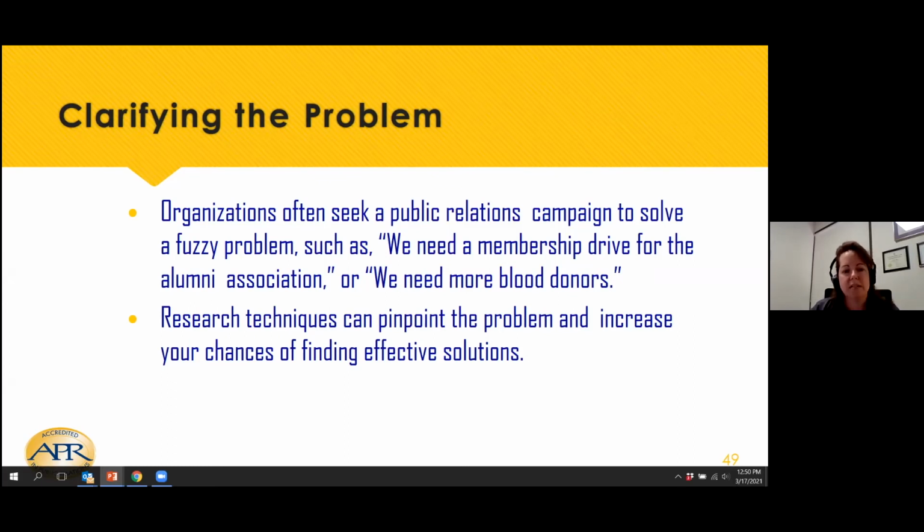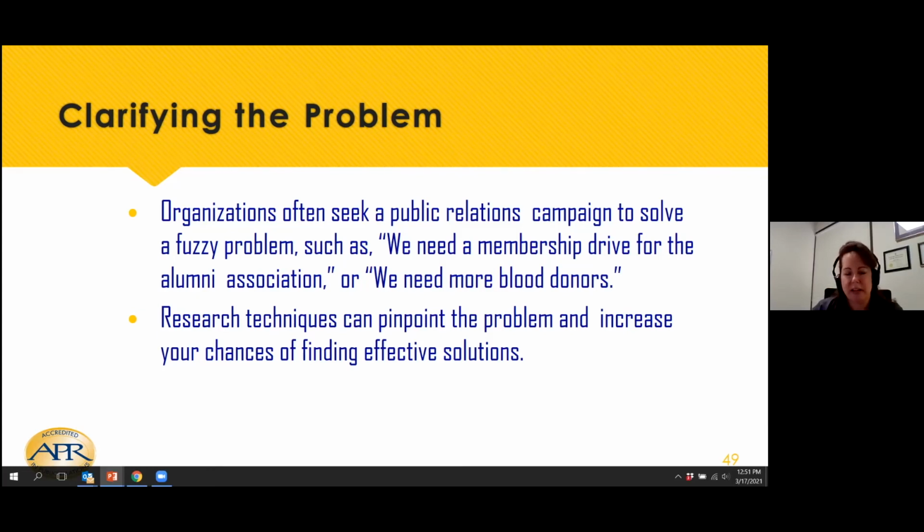So organizations often seek a PR campaign to solve a fuzzy problem, such as we need a membership drive for the Alumni Association, we need more blood donors. But research can help you pinpoint why you don't have enough blood donors and how you can increase your chances of finding effective solutions, right? So not just we need more donors, but why don't we have donors now?